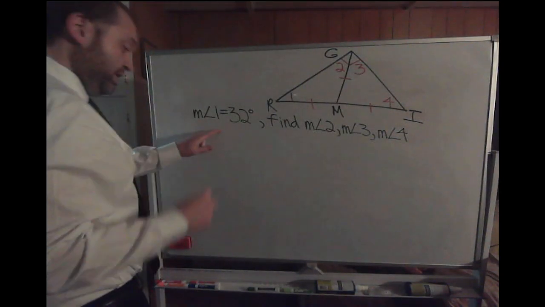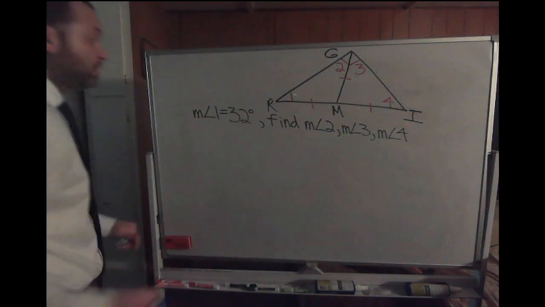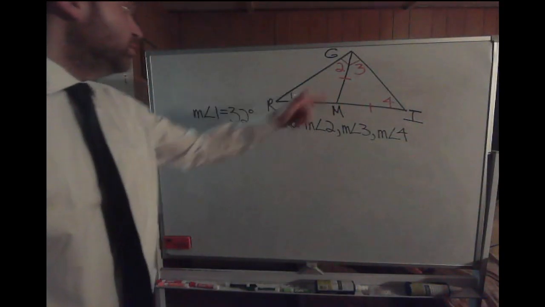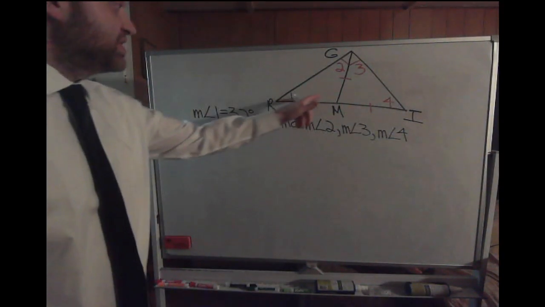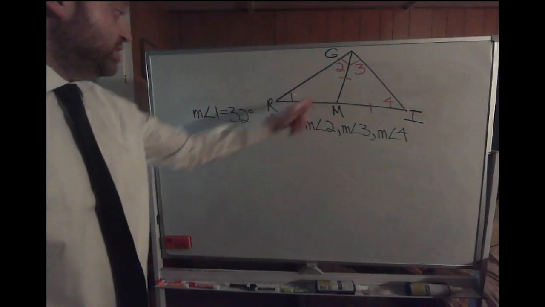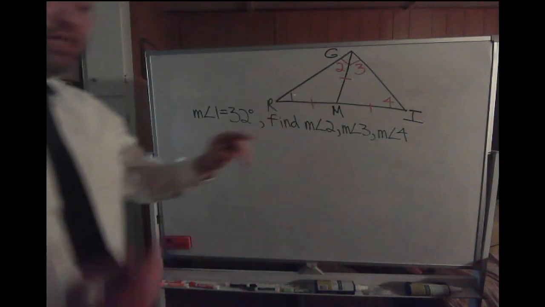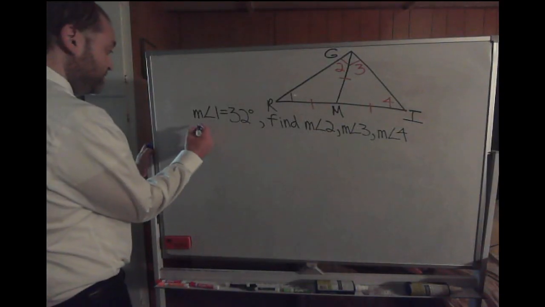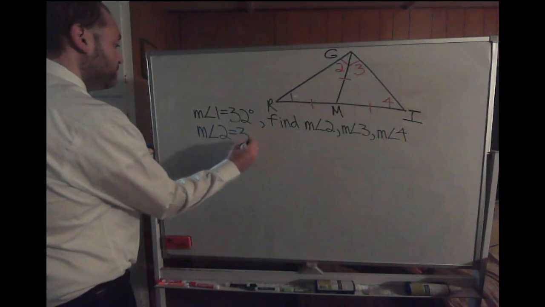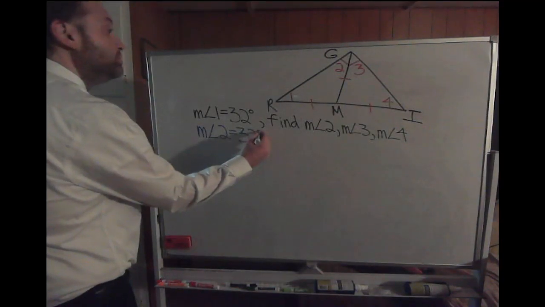All right, so angle 1 is 32. Well, we have the side opposite angle 1, and then we have the side opposite angle 2, both congruent to each other. That means angle 1 would have to be congruent to angle 2 by the isosceles triangle theorem. So measure of angle 2 equals 32 degrees.